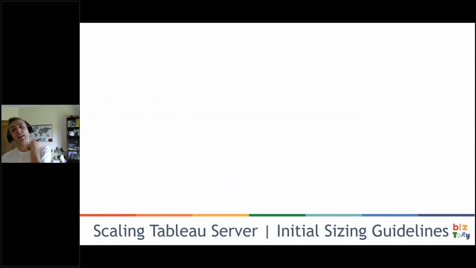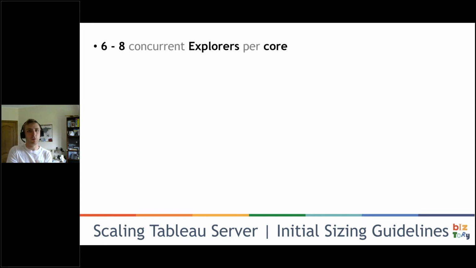Now, scaling Tableau Server, I'm just going to list a few initial sizing guidelines, which are very, very useful to estimate what your Tableau Server size should be in the beginning. And those are the following. So the first rule, and it's not a hard rule, because depending on many circumstantial aspects this can change, is that one Tableau Server core, or one processor core for Tableau Server, can typically handle the workload of 6 to 8 concurrent explorers.